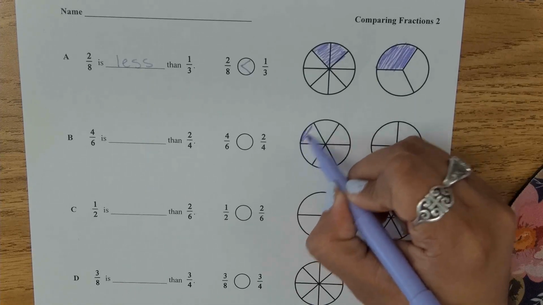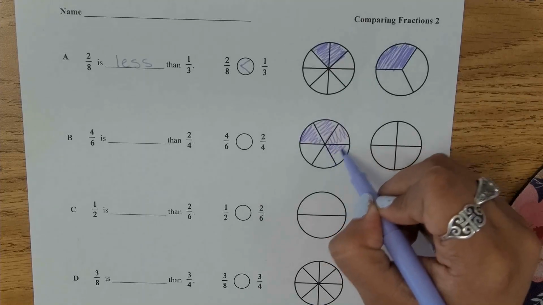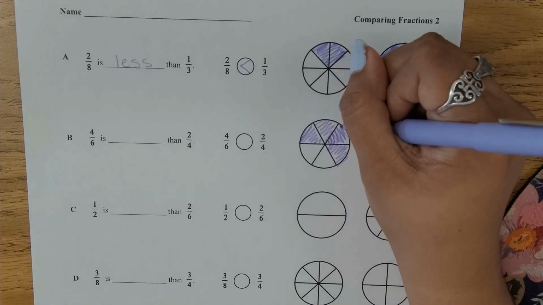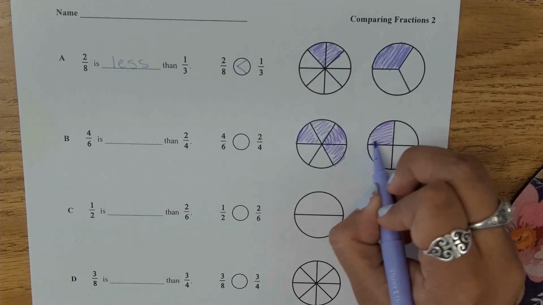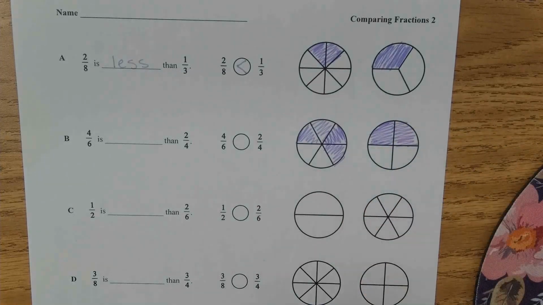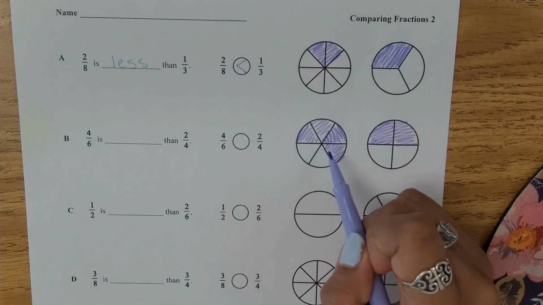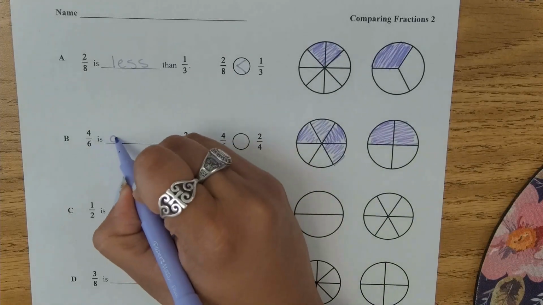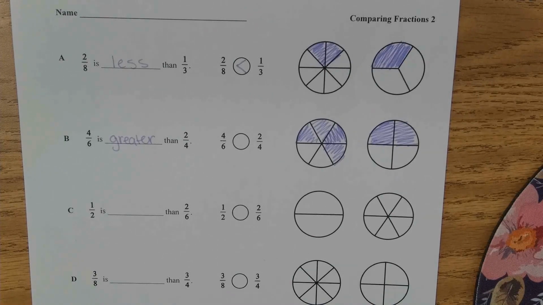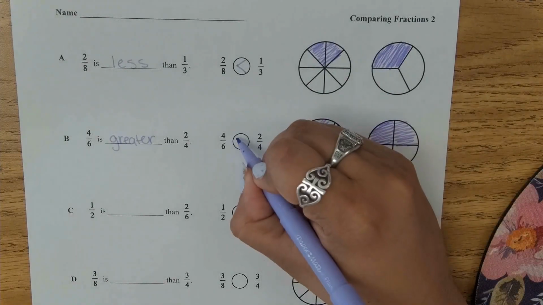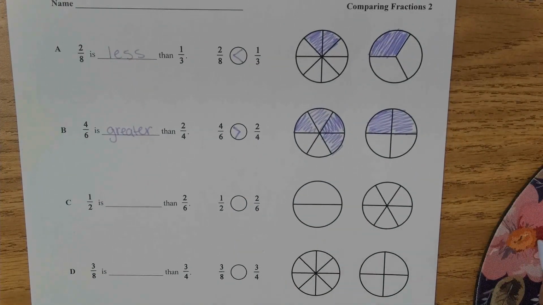So let's go ahead and draw that in. I have 1, 2, 3, 4. Now I'm going to shade in over here 2/4. This is 1, 2. So now that I see 2/4, I can also visually see that 4/6, meaning 4 shaded out of 6 total parts, is greater than 2/4. So again, I need to draw my greater than symbol. The alligator always has its mouth open to the larger number. So 4/6 is greater than 2/4.